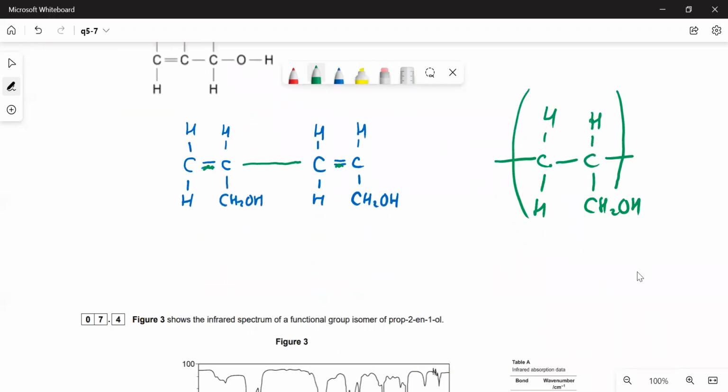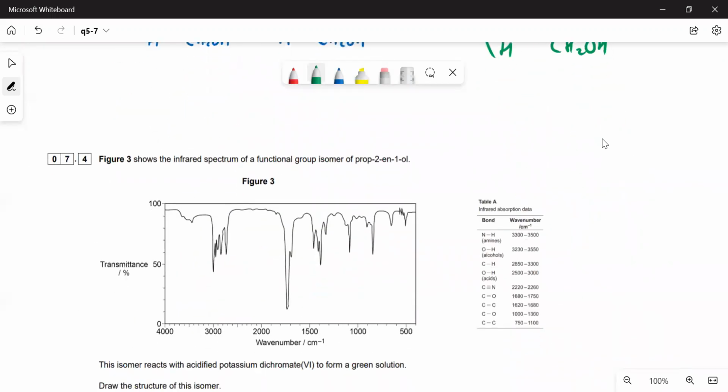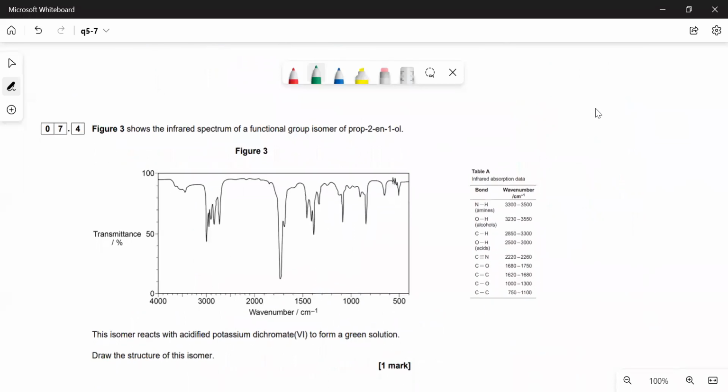Now we've got an infrared spectrum question coming up here. This shows the infrared spectrum of a functional group isomer of Prop-2-ene-1-ol. So it is C3H6O, but it's a functional group isomer, so presumably it doesn't contain a C=C bond. And if it's got that ratio of carbons to hydrogens, you can see that it probably has got to contain another double bond, a C=O. That's probably what it's got there.